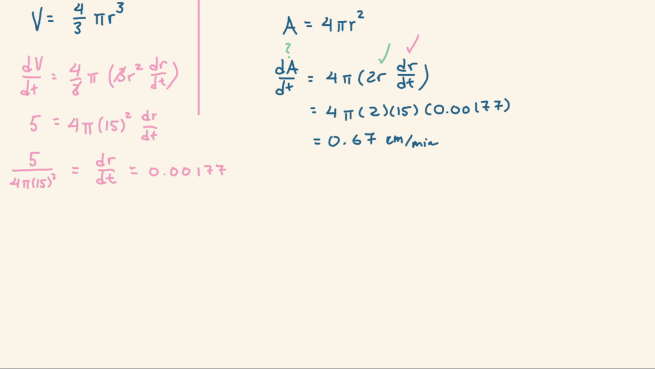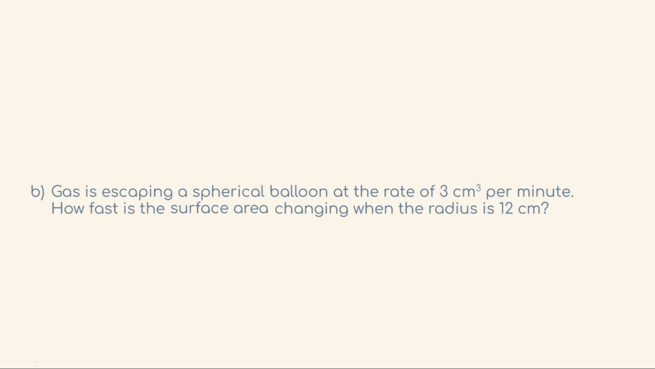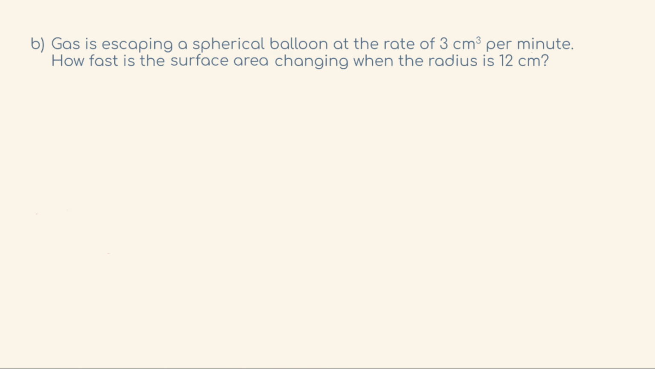Now on to question B here. Gas is escaping a spherical balloon at a rate of 3 centimeters cubed per minute. How fast is the surface area changing when the radius is 12 centimeters? So once again, they've given us this change in volume per change in time, right? That rate of change, that's going to be dV over dt is equal to, now the gas is escaping, so it's going to be negative 3 centimeters cubed per minute, right? That balloon is shrinking as that gas is escaping.